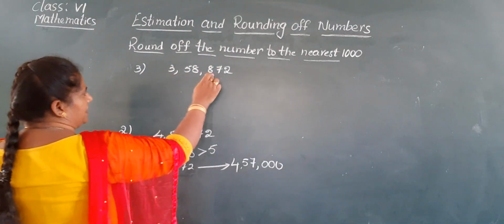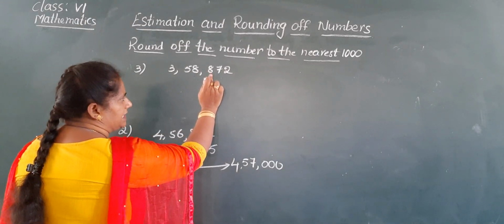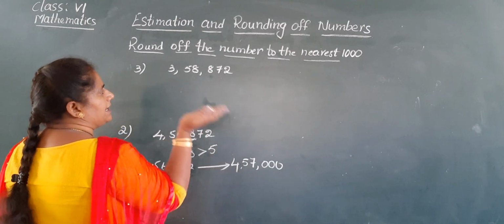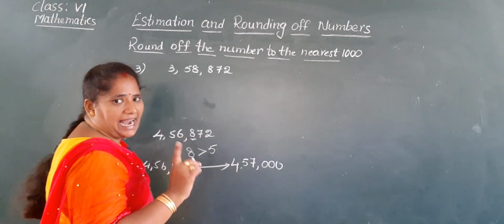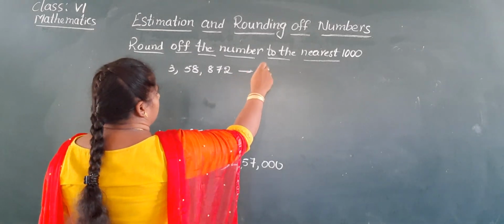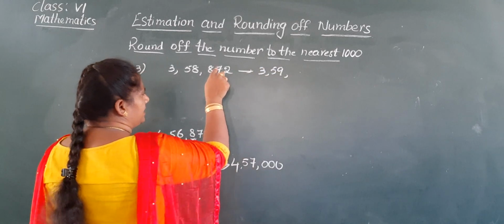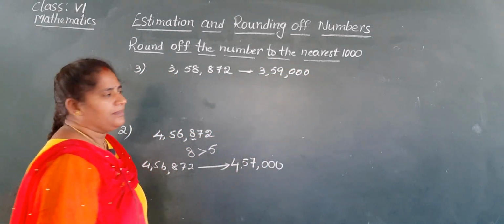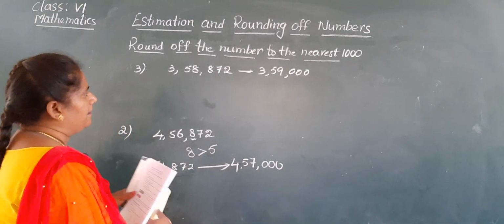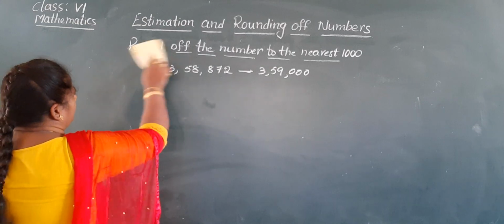To round off this number to the nearest 1000, see the digit in the hundreds place. Here 8 is greater than 5. Greater means you should add 1 to the thousands place. That means 3,58,000 becomes 3,59,000, and hundreds, tens, ones become zeros. Okay, Nana? And next, I will explain one problem to the nearest 10, 100 and 1000.